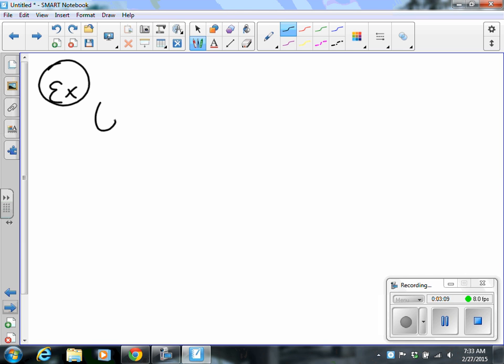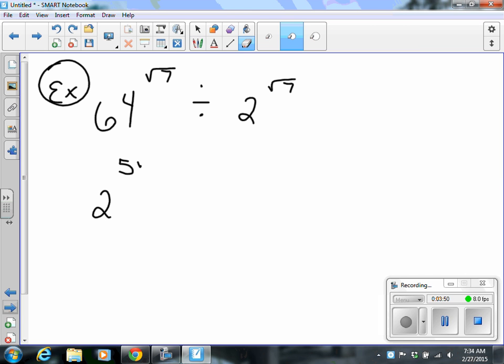Let's say that I have 64 to the power of square root 7 divided by 2 to the power of square root 7. Now, they don't look the same, and I'm not going to take 64 divided by 2. Before, on that other example, we had 4 and 4. Well, that's my whole goal. I need to get the 64 down to a 2. This is where you're going to have to play around with your powers on your calculator to know that 64 is 2 to the power of 5. Sorry, not to the power of 5, to the power of 6.